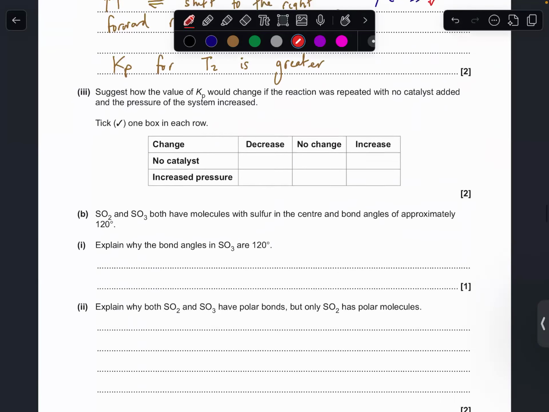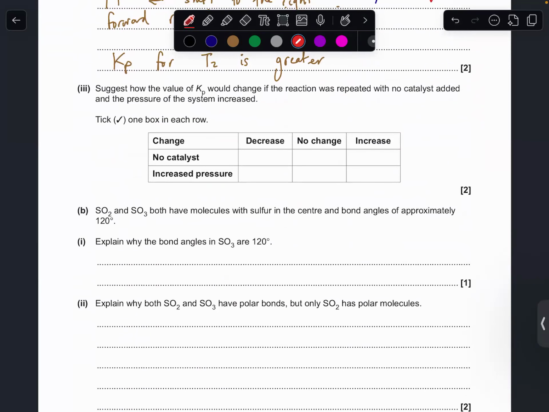Moving on. It's asking how the value of Kp would change if the reaction was repeated with no catalyst added and the pressure of the system increased. There's a rule, ladies and gentlemen, Kp or Kc is only affected by temperature. This may be a trick question. There is no change in either case for the value of Kp.